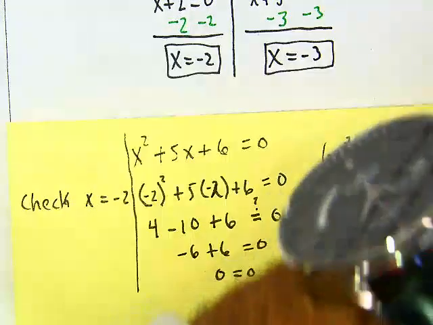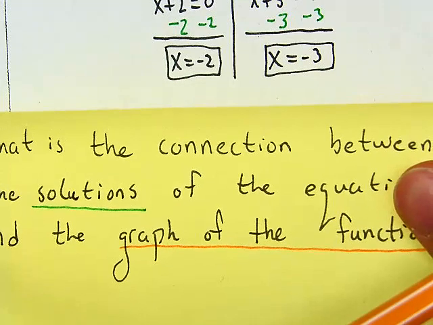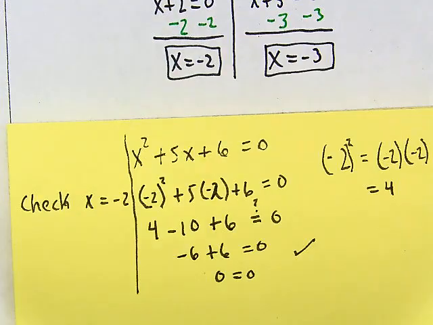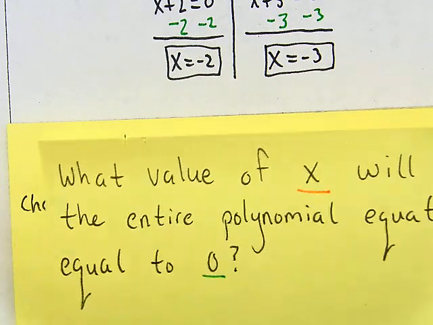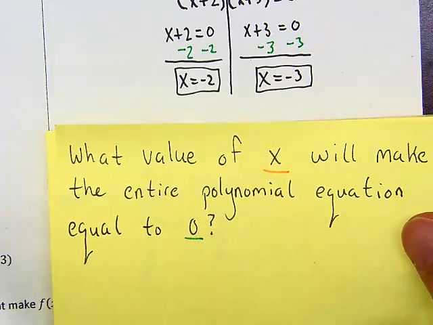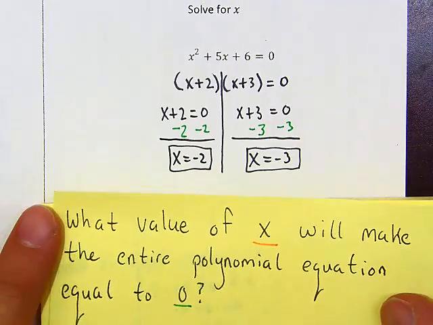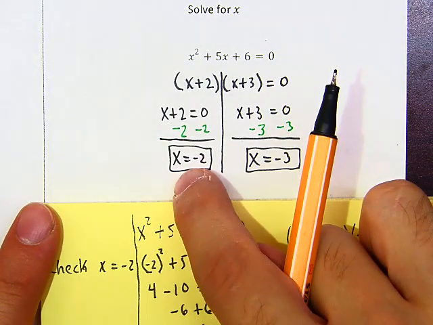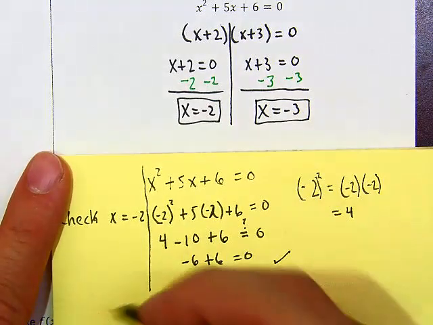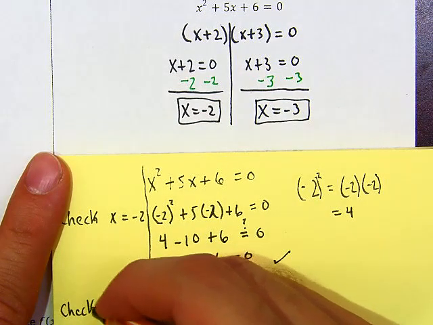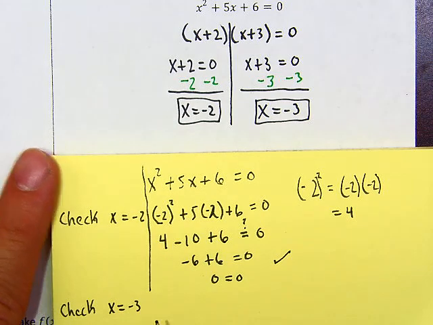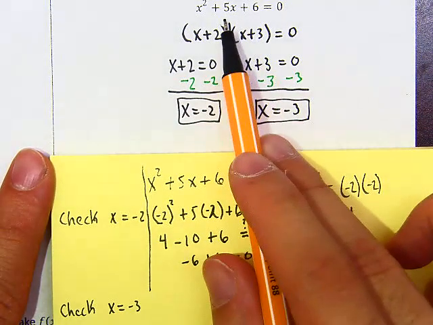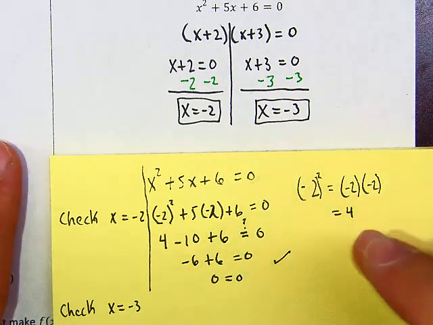So we solved that original question of, oh wait, no, that's not the question, my bad. This was the question. It says, for what value of x makes the entire polynomial equal to 0, one of the answers was x = -2. What I want you to do is, on your own, check that x = -3 also makes this whole entire thing equal to 0. All right?